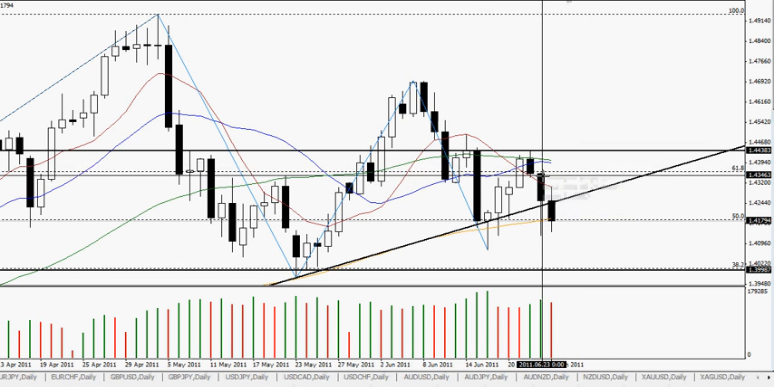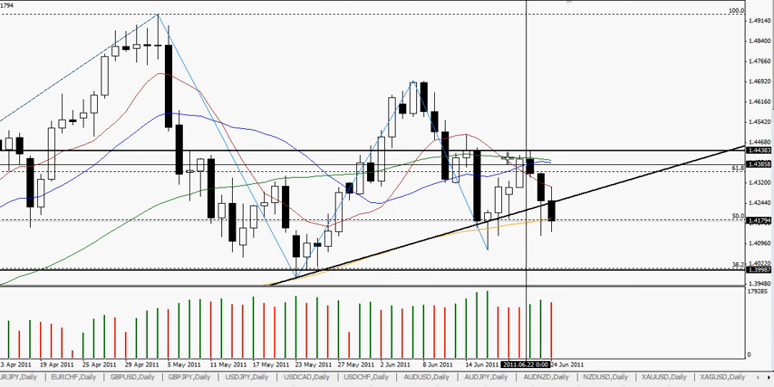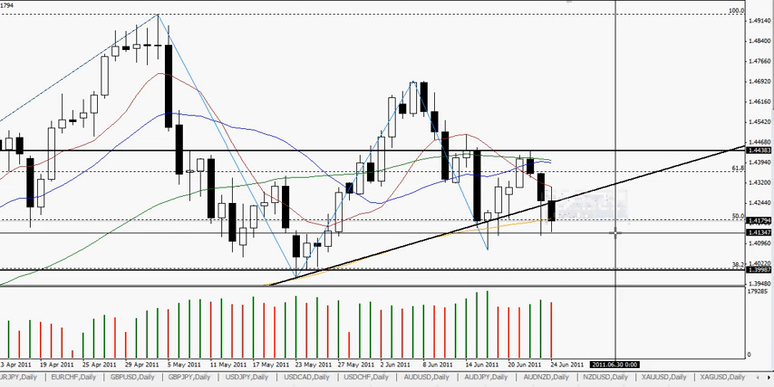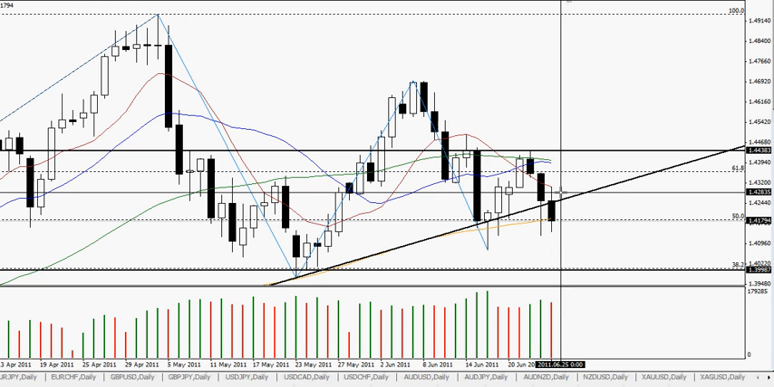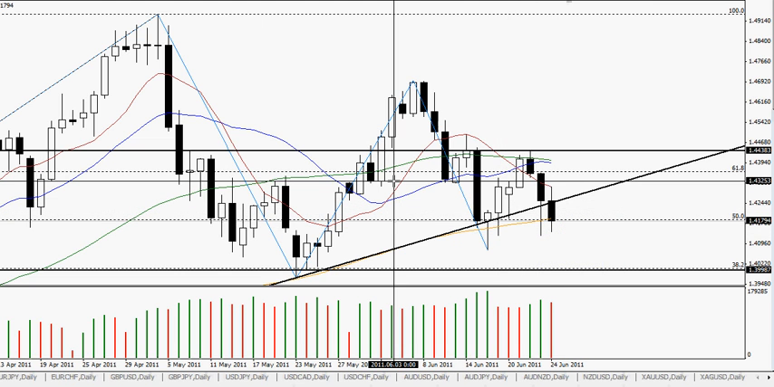So the 10, 20, and 50 are all aligned downward now. As you can see here, the 20 moved in underneath the 50, 50 is the top, and 10 is the most immediate one. That is telling us from the short-term to immediate standpoint, everything's pointing down. We are only being capped right now by the 100. So as you can see, we've got a realignment of that.